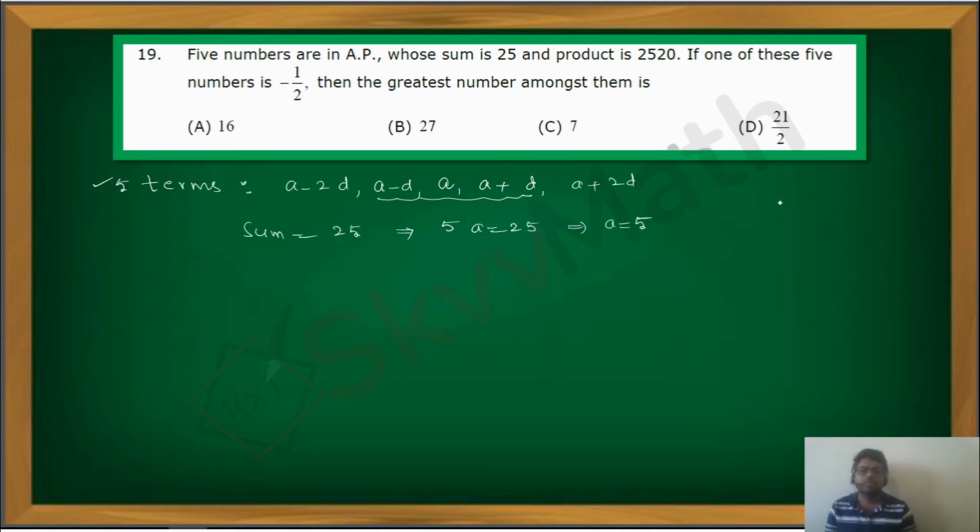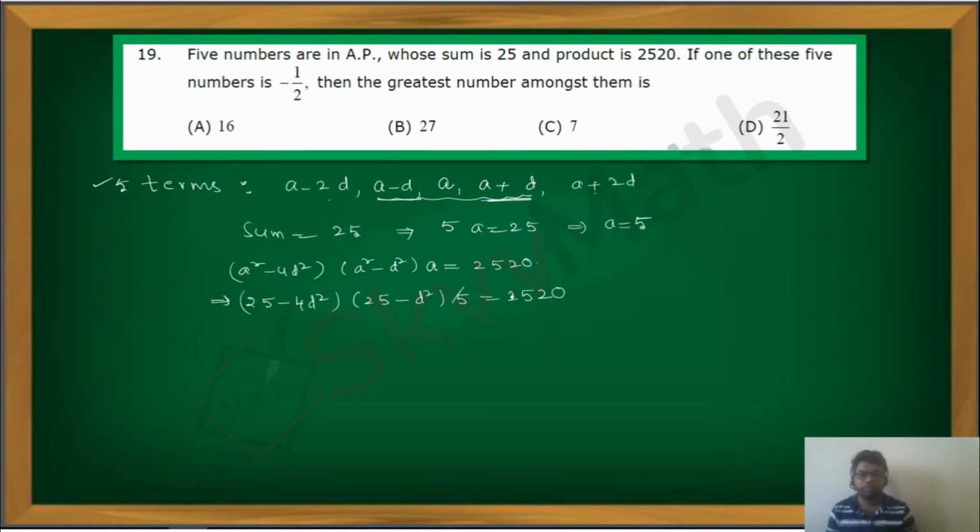Now once again, the product is given as 2520. What is the product of all these 5 terms? A minus 2D into A plus 2D will become A square minus 4D square. And A minus D into A plus D will become A square minus D square. And into A, which is equal to 2520. Now you can substitute the value of A, which is 5. So 5 square is 25 minus 4D square, into A square 25 minus D square, again into A value 5, which is equal to 2520.